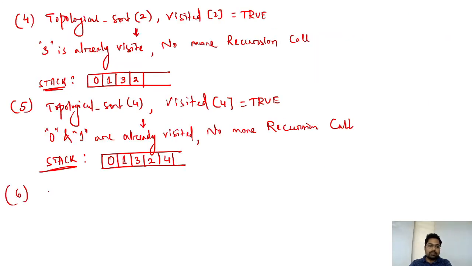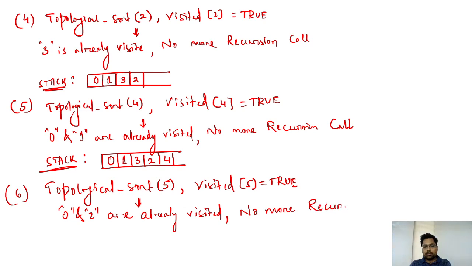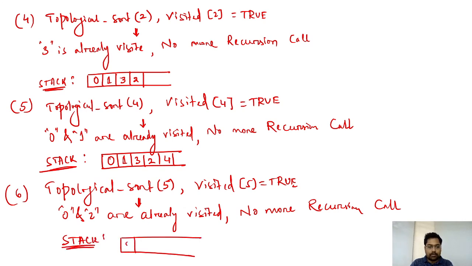Now 6, you write only one is there, topological sort. 5, visited 5, true. Then in that case 5 is connected with 0 and 2. 0 and 2 are already visited. Clear? So no more recursion call. So you stop now. Once you have stopped here, you have to maintain the stack as per this order: 0, 1, 3, then 2, then 4, then 5.